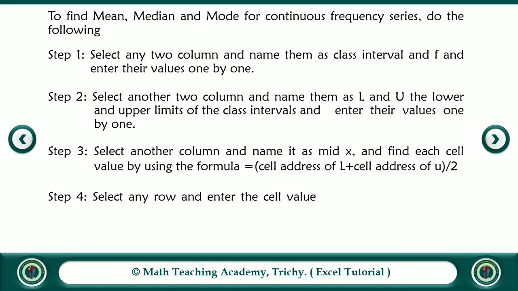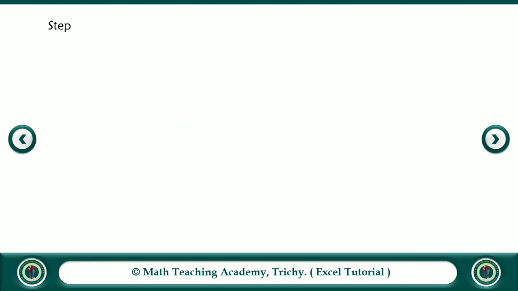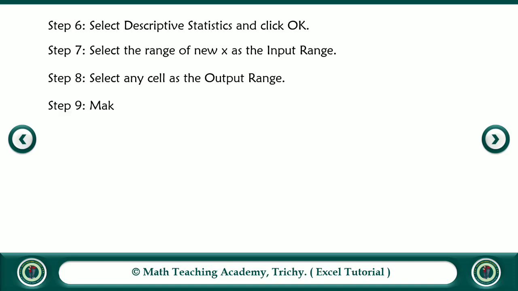Step 4. Select any row and enter the cell value of midx number of times equal to the cell value of F column. Step 5. On the Data tab, click Data Analysis. Step 6. Select Descriptive Statistics and click OK. Step 7. Select the range of new x as the input range. Step 8. Select any cell as the output range. Step 9. Make sure Summary Statistics is checked and then click OK.